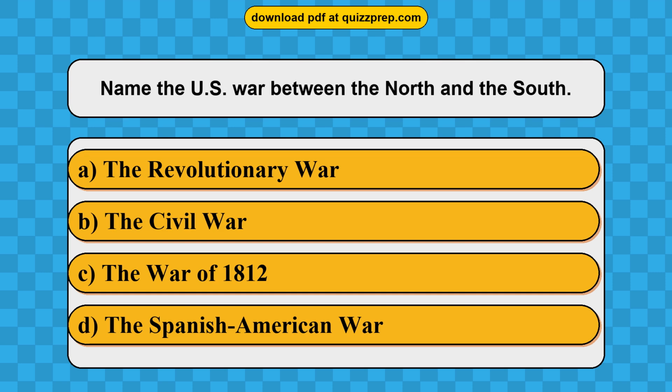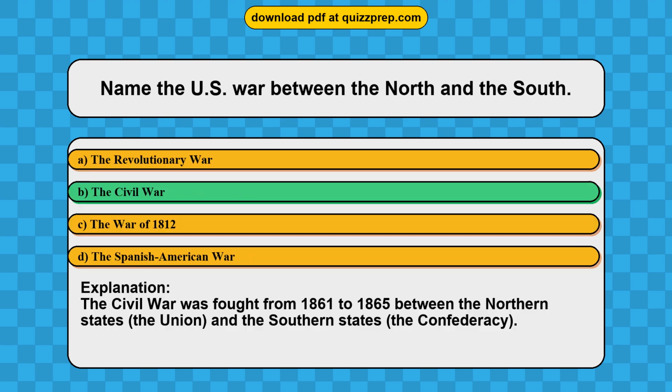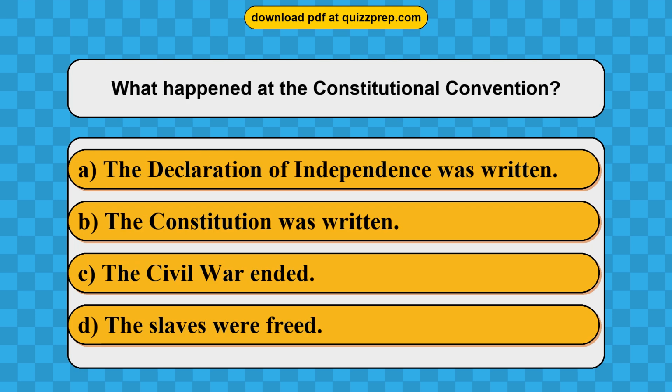Question 5. Name the U.S. war between the North and the South. Option A. The Revolutionary War. Option B. The Civil War. Option C. The War of 1812. Option D. The Spanish-American War. The correct answer is option B. The Civil War. The Civil War was fought from 1861 to 1865 between the Northern states, the Union, and the Southern states, the Confederacy.